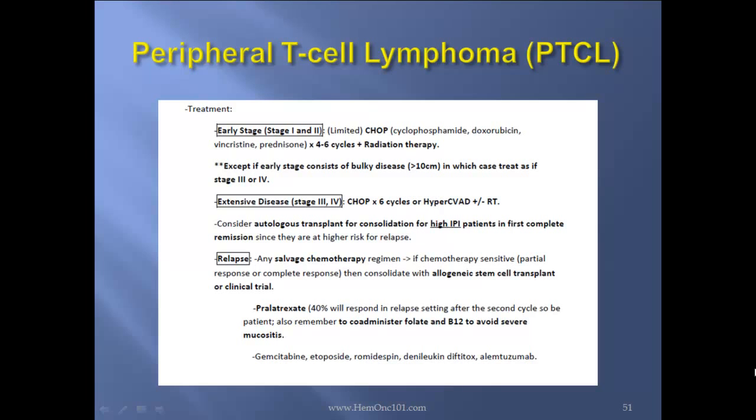In relapse, use any salvage chemotherapy regimen. If chemotherapy sensitive, then consolidate with allogeneic stem cell transplant or a clinical trial. Remember, with pralatrexate, 40% will respond in the relapse setting after the second cycle, so be patient. Also remember to co-administer folate and B12 to alleviate severe mucositis. May also use gemcitabine, etoposide, romidepsin, denileukin, or alemtuzumab.